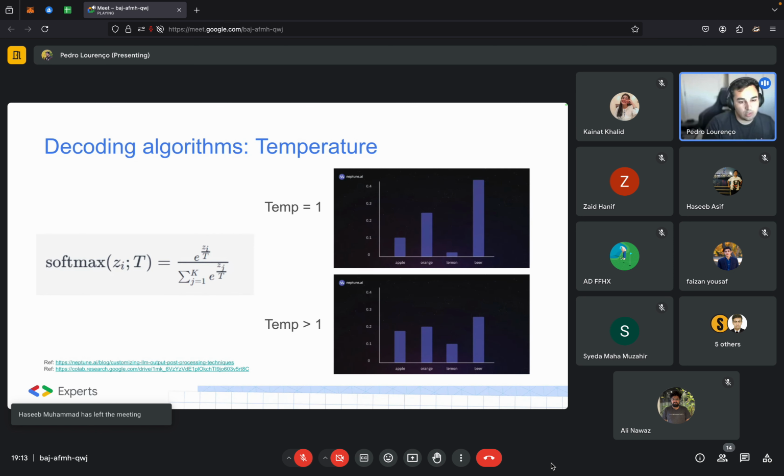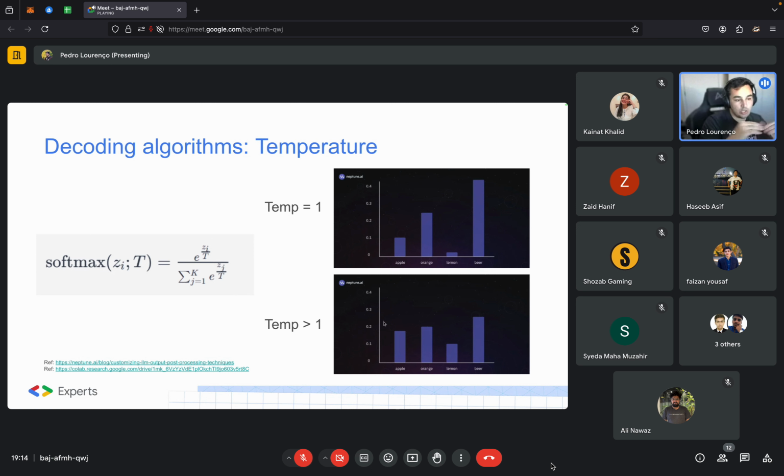So if you look on the left side here, we have the softmax equation. The softmax equation is the one that transforms your logits into probabilities. And if you see here, the Z1 is your logits. So we are dividing the Z1 by the temperature. If the temperature equals 1, you have your logits. So basically this is the distribution you should have if you don't use the temperature in any way. But if you change the temperature, for example, imagine you make the temperature higher than 1, you are making the logits smaller, so you are making the probability distribution more uniform.